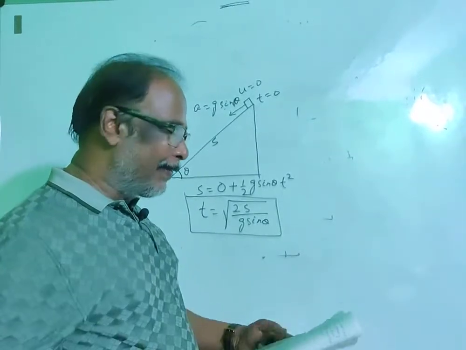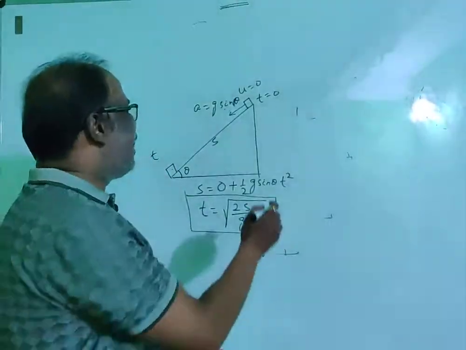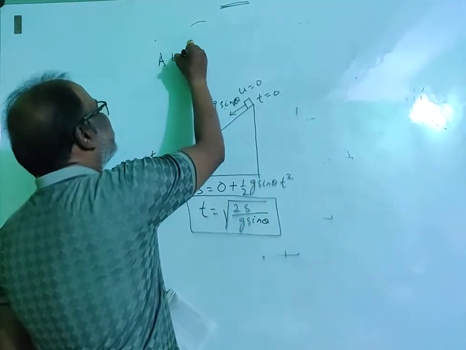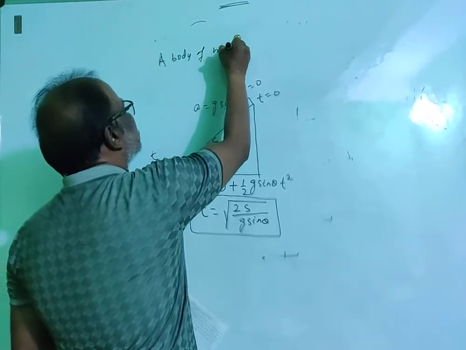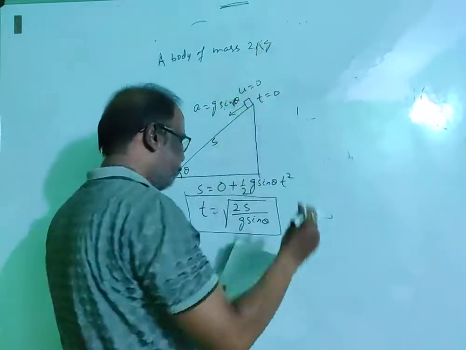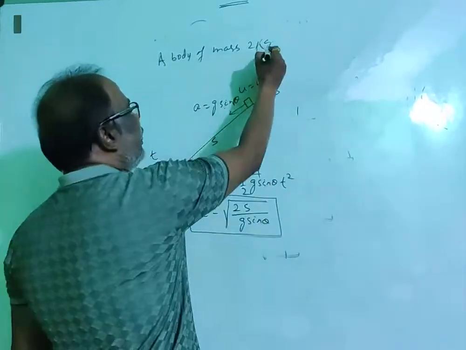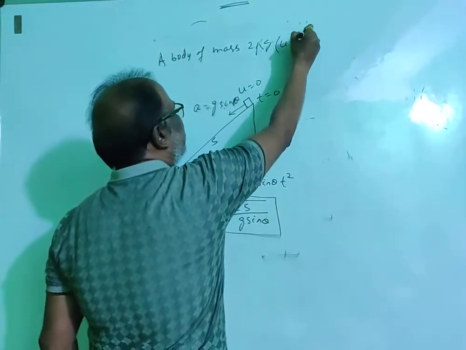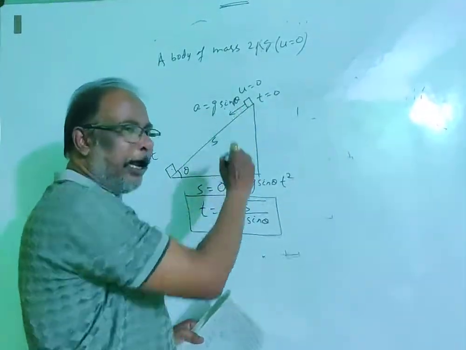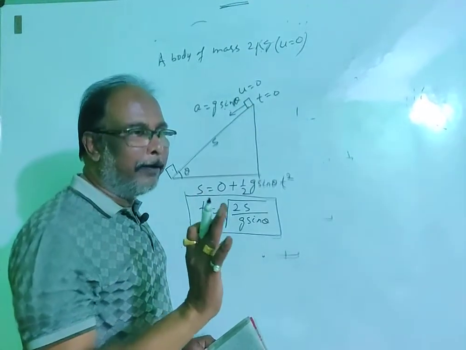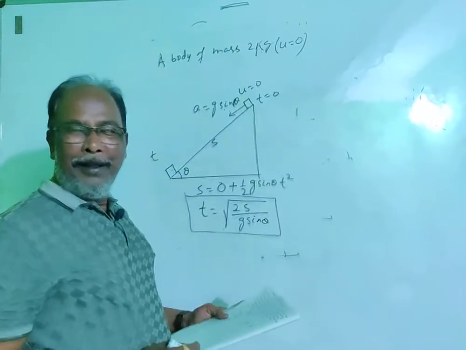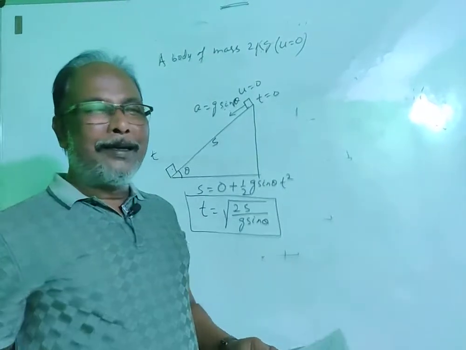I have not gone through your question. A body of mass 2 kg is released. Released means I am writing symbolically u equals 0. Released from the top of a smooth inclined plane. Okay, no need to write the question, I think.